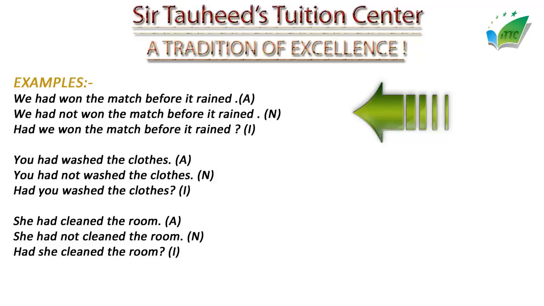To make it an interrogative sentence, we only have to do one thing, that is put the helping verb in the first position and the subject in the second. So the sequence will become like this: had we won the match before it rained? And then question mark. Had we won the match before it rained means I'm asking if the match was completed and won before it rained. So this is an interrogative sentence.